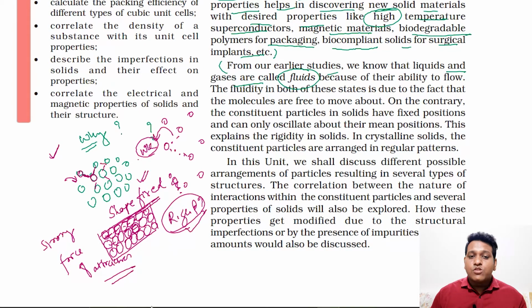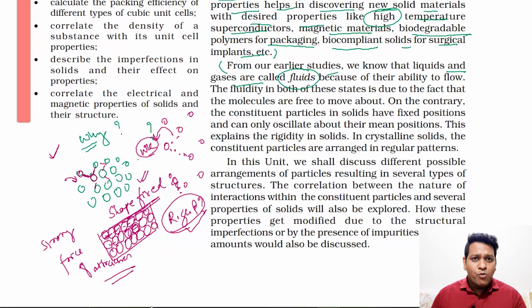rigid in nature. So what reason can we give if someone in your examination asks the question why solids are rigid? Simply you can answer in one line: solids' atoms are held together with stronger forces of attraction, and these forces of attraction hold the atoms so tightly that they cannot move anywhere. If they cannot move anywhere, definitely their shape and size will be fixed, as well as they will be rigid in nature.